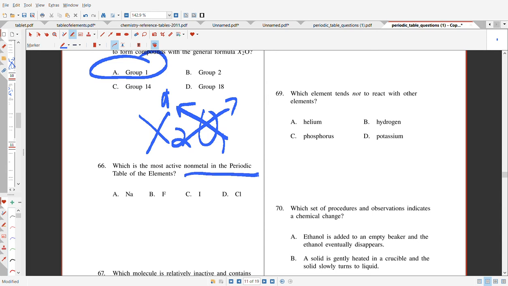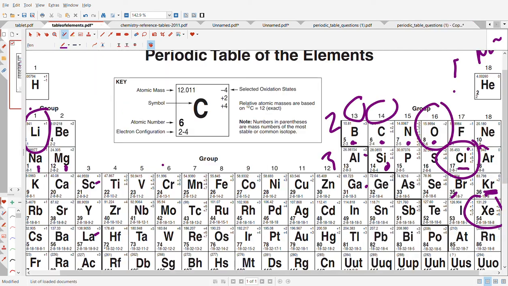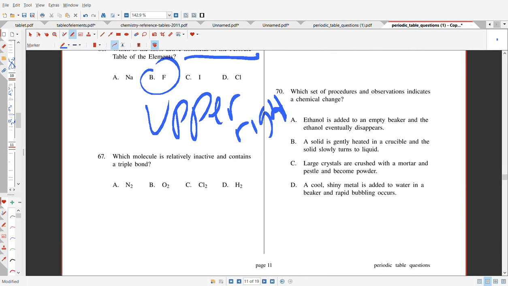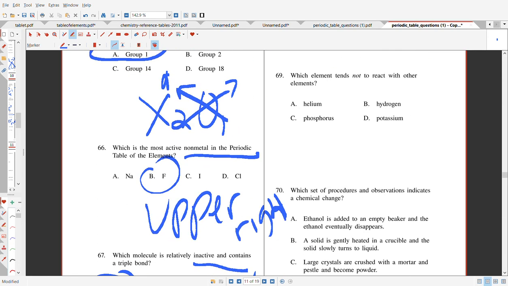Where are the most active nonmetals? Upper right, don't pick the noble gases. Lower left is the metals, but in the upper right, fluorine is the most active nonmetal. Nitrogen is inactive and contains a triple bond. You have to memorize that nitrogen forms a triple bond with itself. They might ask you that. You just study this stuff. What doesn't react? Group 18, the noble gases.